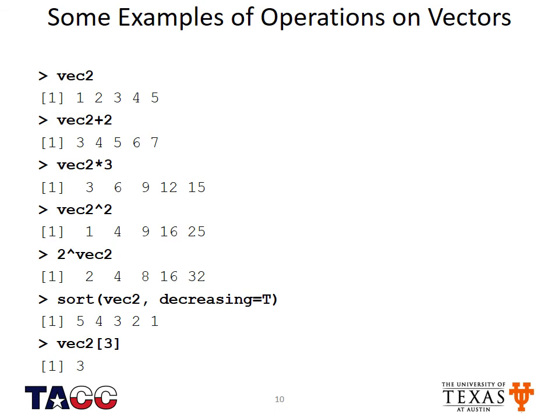Now, if you need to increment each value of the vector element by 2, then all you need to do is type the vector name plus the number 2 and press enter. That will increment each element in the vector by 2. You could do several other operations like sorting the elements of the vector, raising the numbers in the vector to the power of 2, and so forth.